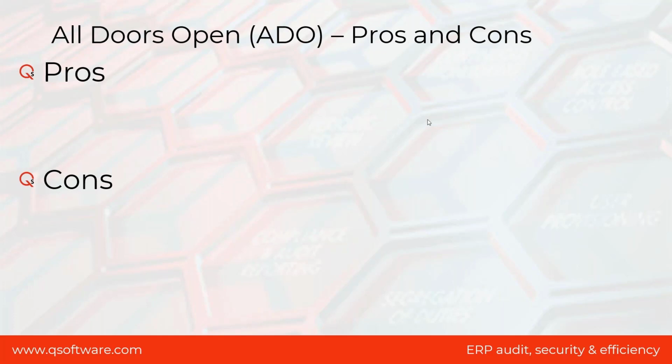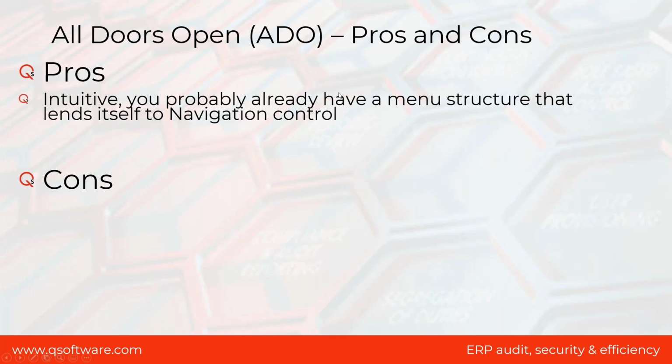So from an all doors open perspective, it's in a sense more intuitive, because you have to construct a menu structure that works for your user base, that allows them to navigate the system in a coherent way that makes sense to them. So in that sense, you feel like you've already constructed that tree structure that's appropriate to your business, and why therefore can you not just use that for managing your security?